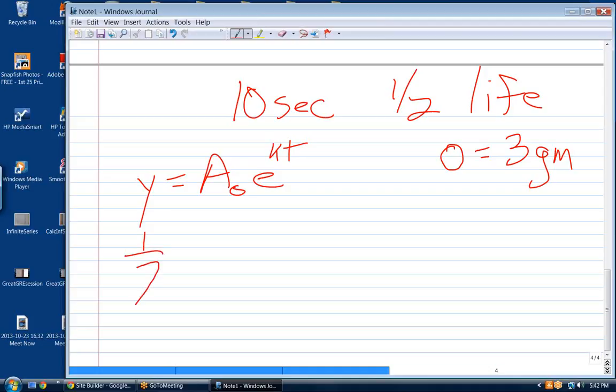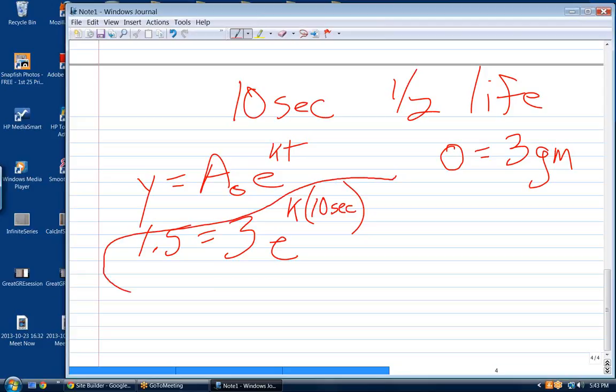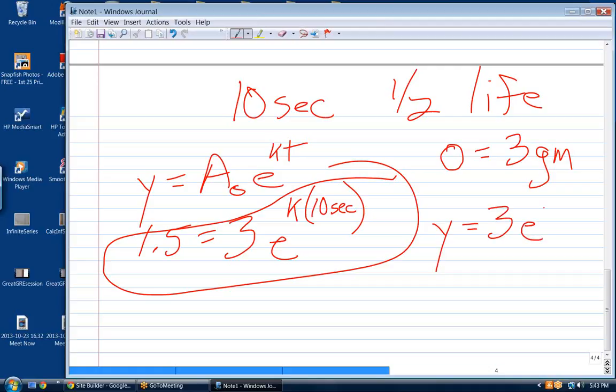Okay. How about the half-life is going to be when the original amount becomes half that amount. Well, we even know what the original amount is. It's 3 grams. So I'm looking for when y becomes equal to 1.5 grams. And we know that it becomes equal to 1.5 grams at 10 seconds, right? Yeah. So there's only one variable in that. That's k. So we can solve for k, and once we do, we will then have the new equation, y equals 3 times e to whatever k equals times t. And that'll be our specific equation to this problem.